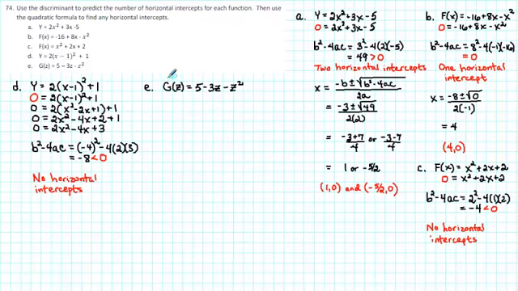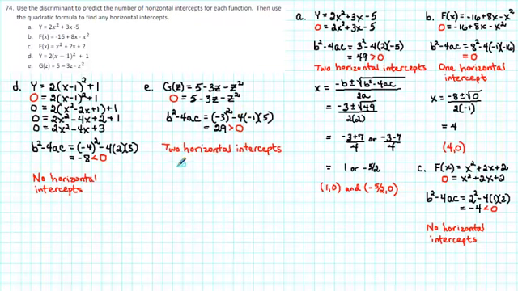For part E, we have the quadratic function g of z is equal to 5 minus 3z minus z squared. To find the horizontal intercepts, we first of all let the dependent variable g of z equal 0. We get the quadratic equation 0 is equal to 5 minus 3z minus z squared. We can see that a is equal to negative 1, b is equal to negative 3, and c is equal to 5. So we substitute those values into the discriminant and then evaluate. We get the number 29, which is bigger than 0. Therefore, the quadratic function has 2 horizontal intercepts.